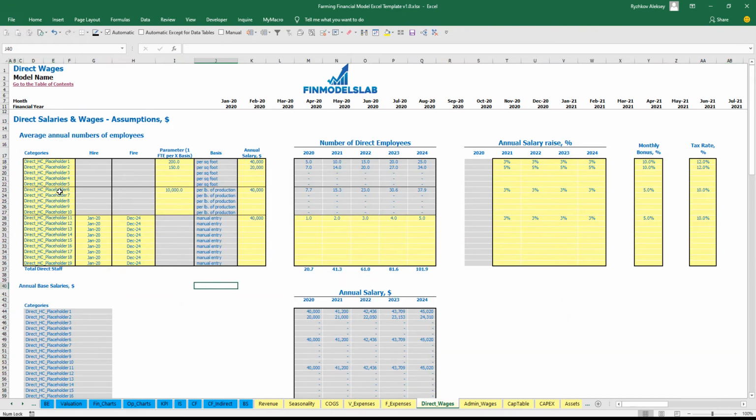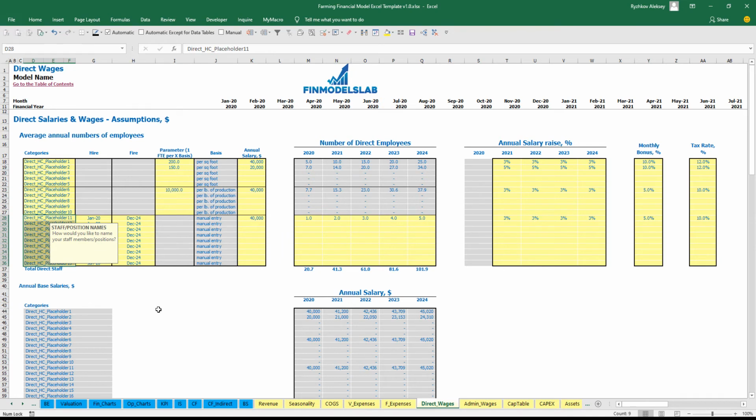The next category or type is to drive your direct headcount as a parameter per pounds of production. This means that per 10,000 pounds of production you'll have 1 FTE. Again, you can set up salary, salary rise, monthly bonus, payroll tax rate, and you will see the amount of headcount which is needed depending on the production driven by the revenue assumptions.